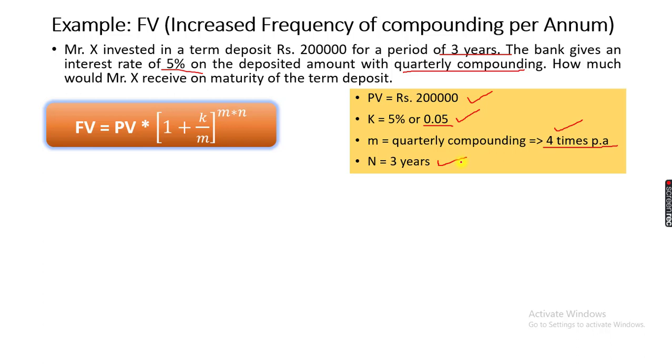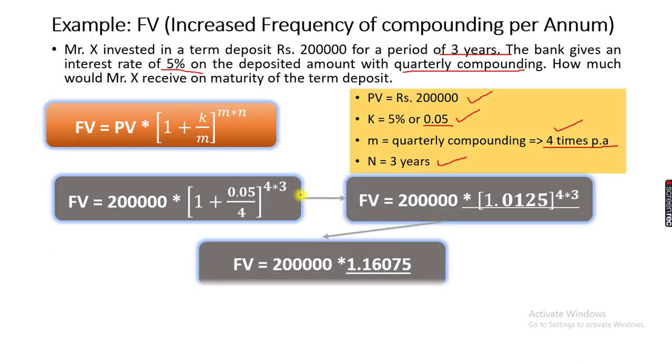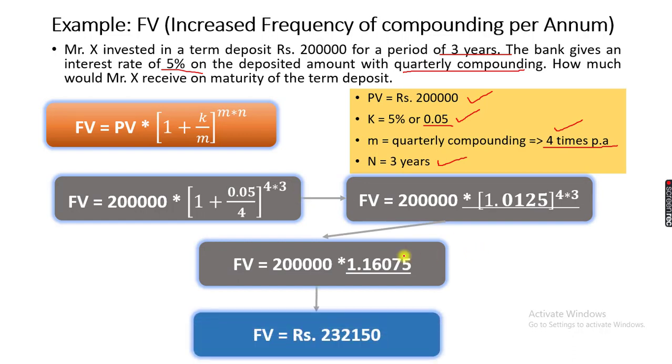Let us substitute these values into the formula and the calculation is as follows. FV is equal to 2 lakhs into 1 plus 0.05 divided by 4, the frequency of compounding. This entire thing to the power of 4 into 3. Finally, the future value interest factor in this case will be 1.16075.